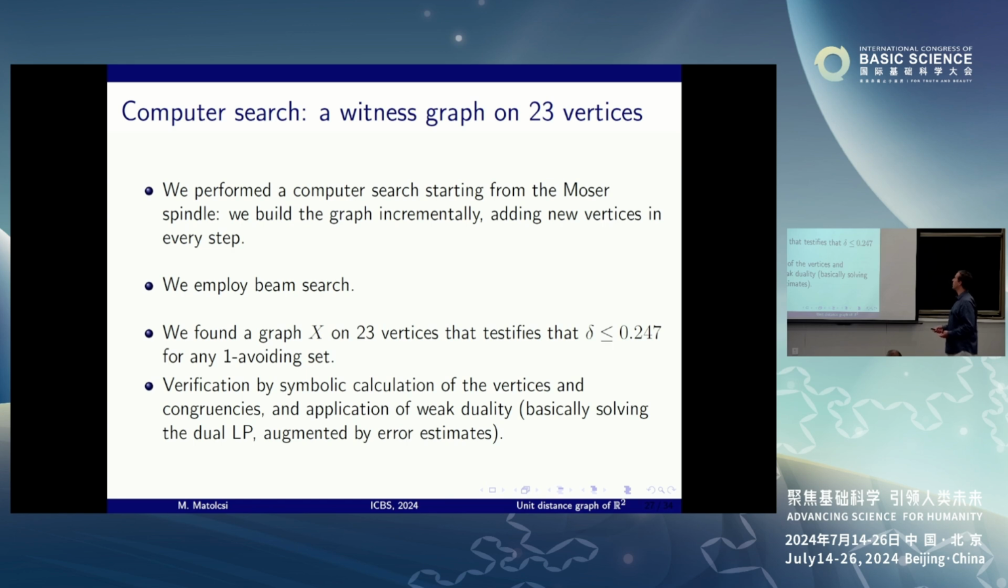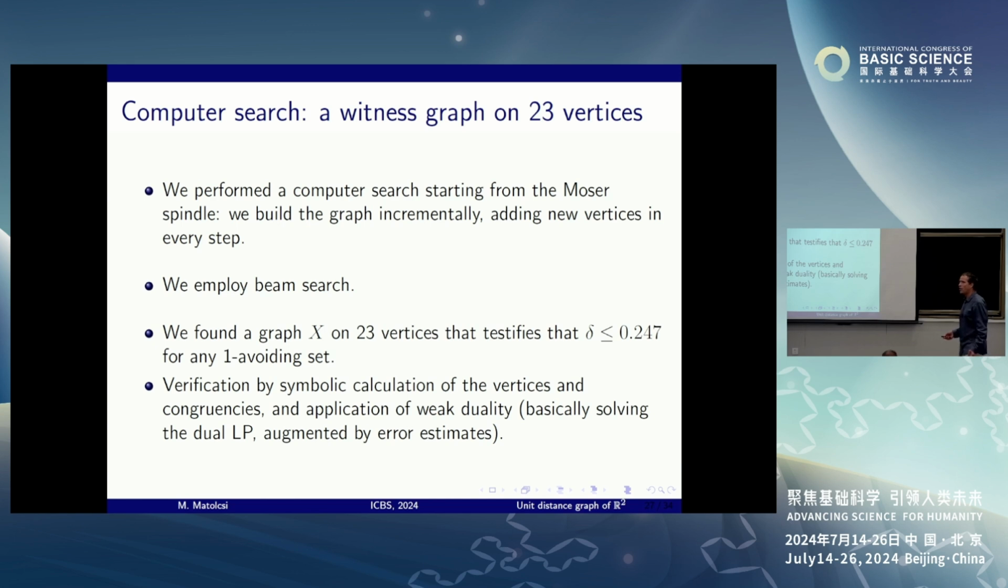So again, you are adding new and new vertices. You check your linear program, and you keep those vertices which seem to improve. You drop those vertices which are redundant, and so on and so forth. It's a highly non-trivial search, actually. It's not just, okay, you try and you win. It's a very sophisticated algorithm. And at the end, we did find a graph on 27 vertices for which the LP gave 0.247, so that is below 0.25.